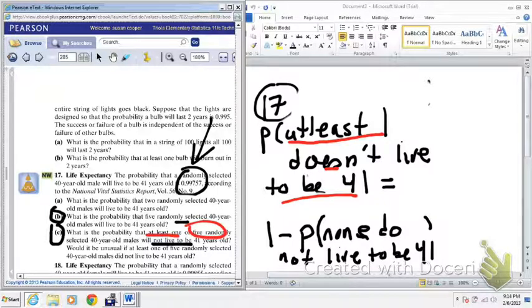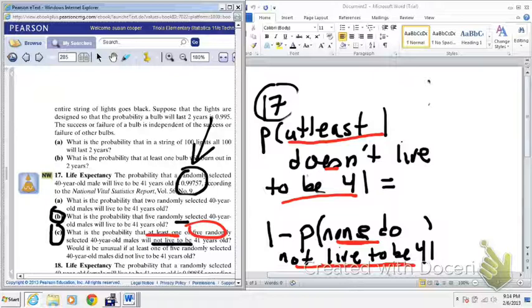So you use the complement rule, and you actually take 1 minus the probability that none do not live to be 41. So you're going to see us doing this a lot. Basically the opposite of at least one is none. So you're using the complement rule, taking 1 minus the probability of none. But then you've got this double negative. The probability that none do not live to be 41 means the probability that all did live to be 41, and we had figured that out in the step above.